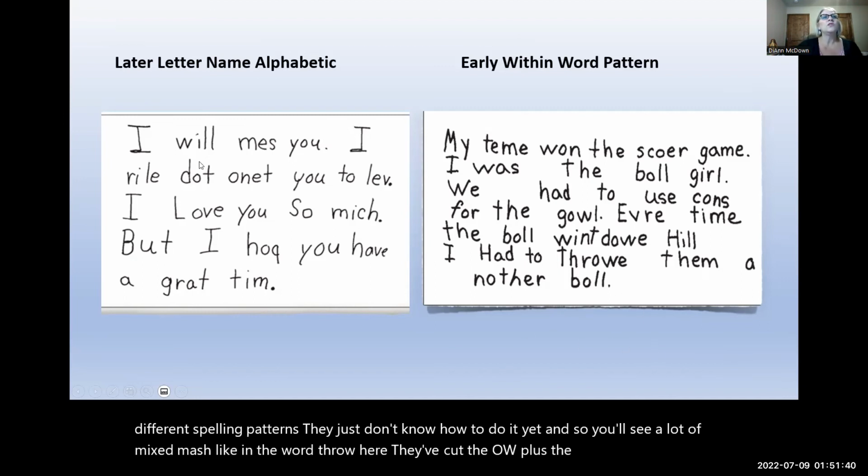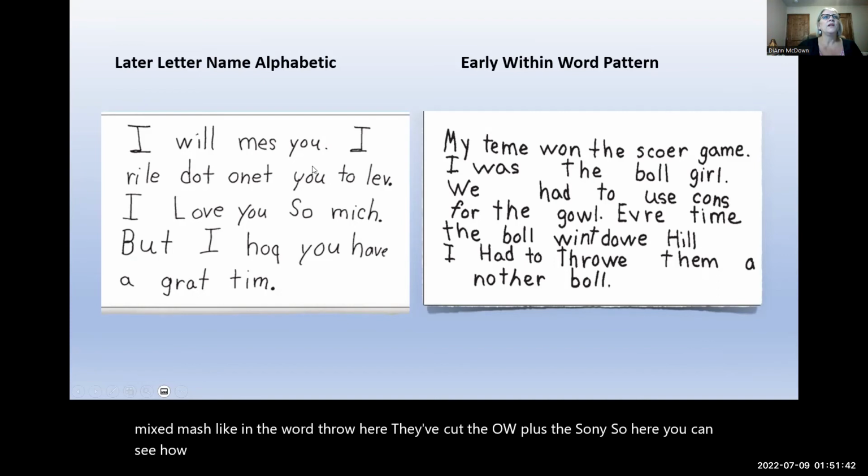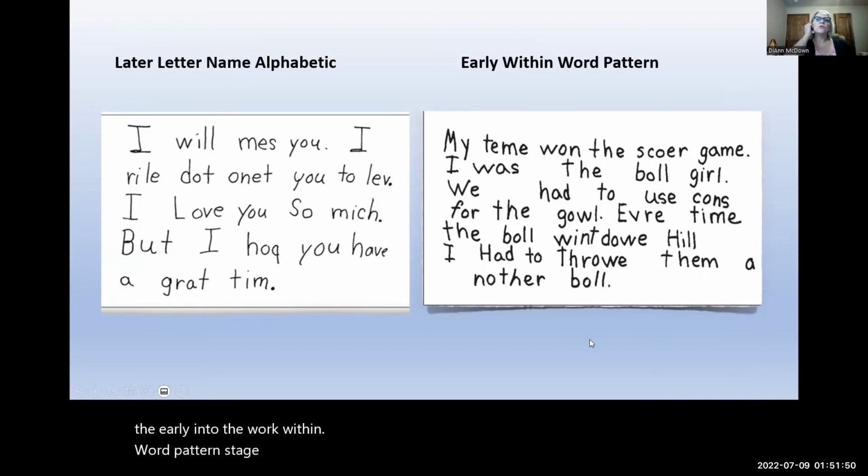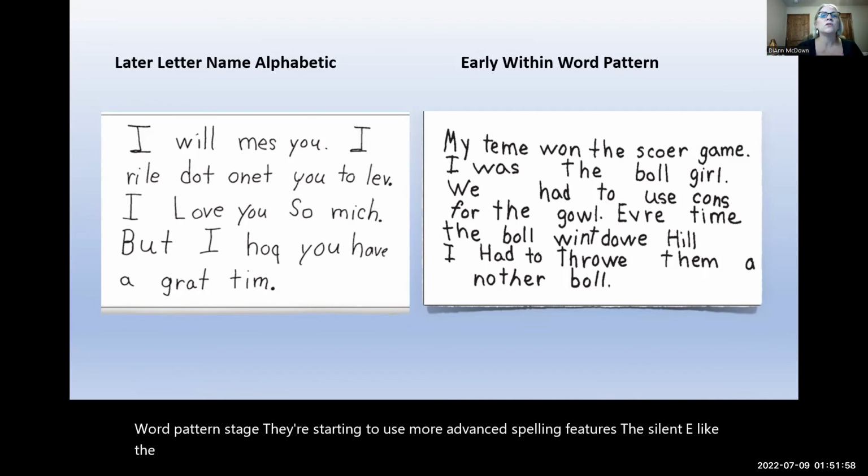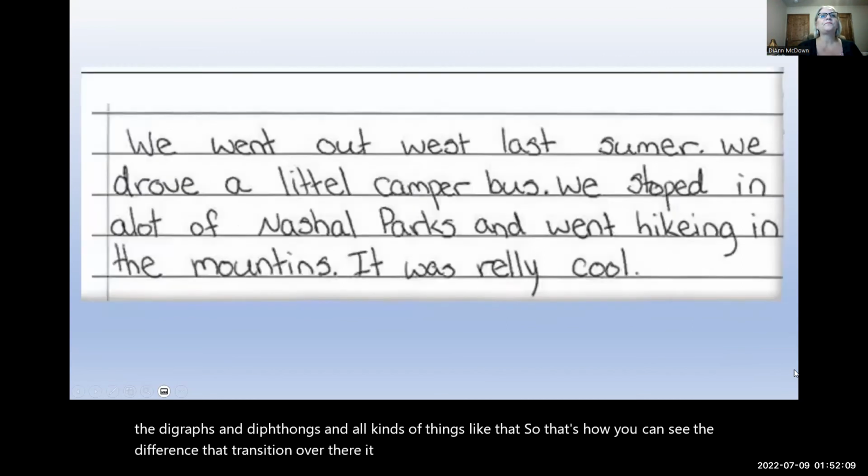So here you can see how it's very literal at the letter name alphabetic stage. But when they transition over to the early within word pattern stage, they're starting to use more advanced spelling features, like the silent E, like the digraphs and diphthongs and all kinds of things like that. So that's how you can see the difference, that transition over there. It makes sense, doesn't it?